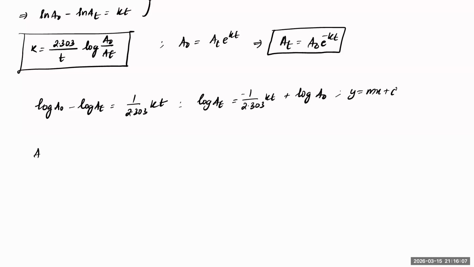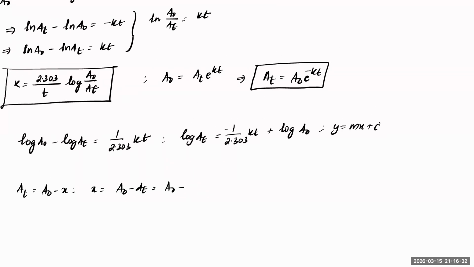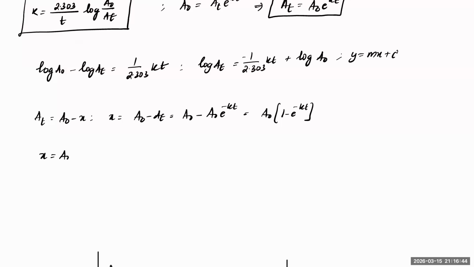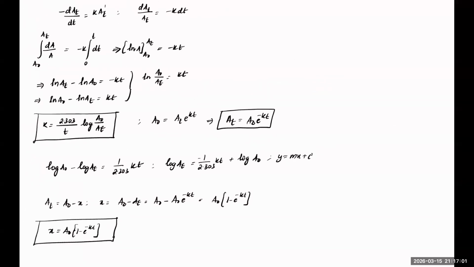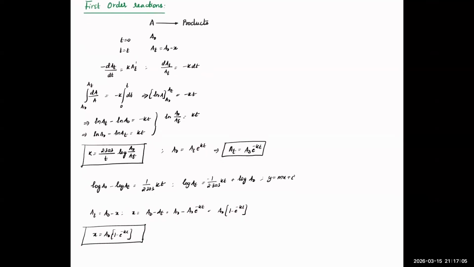Along with that, we also know that at is equal to a naught minus x. So therefore, x is equal to a naught minus at. Okay, and so a naught minus at can be written as a naught into e raised to power of minus kt. A naught I can take common, so 1 minus e raised to power of minus kt. That can be expressed as the extent of the reaction x, which is equal to a naught into 1 minus e raised to power of minus kt. Got it? So this is another important expression that we will be using. So please check all the important ways of writing the integrated rate equations. I have written it. This is about the first order kinetics, everybody.